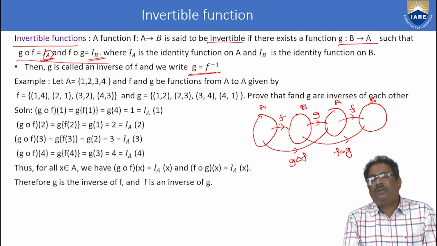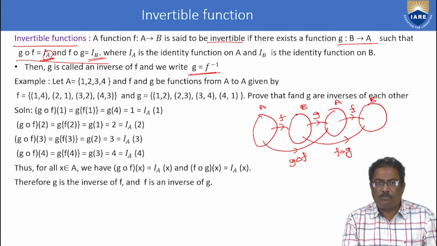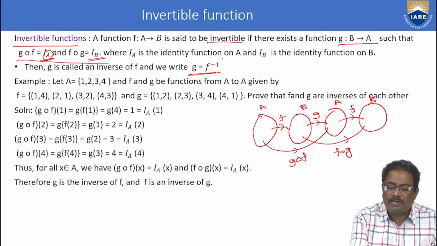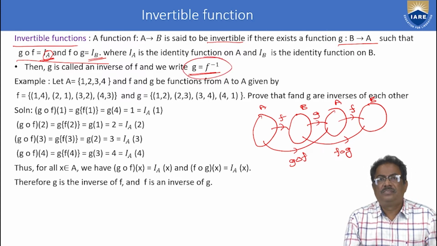So whenever one function is said to be invertible, we have to construct another function. If it is defined from A to B, then we have to consider another function from B to A, and the composition of the two functions, f of g and g of f, is the identity function. Then we can say that one is the inverse of the other, or g is the inverse of f, and we write this as g equals f inverse.